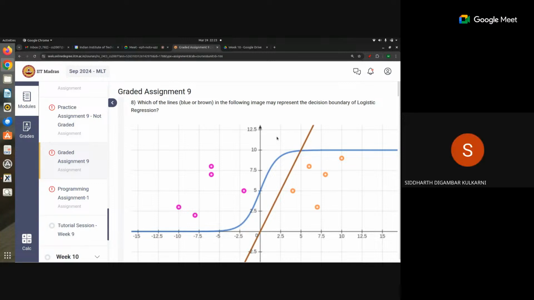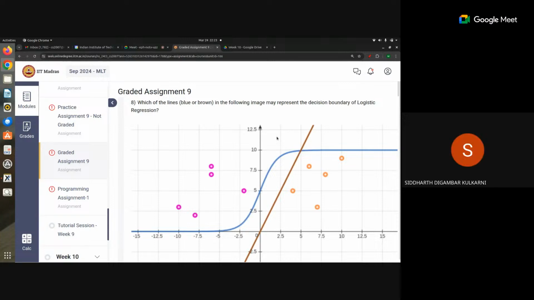But it can tilt, no? It can tilt towards the pink dots also. It can tilt, but it is not going to move away from zero. It should be going through zero, right? Because we are using maximum likelihood to find this brown line, right? Yes.